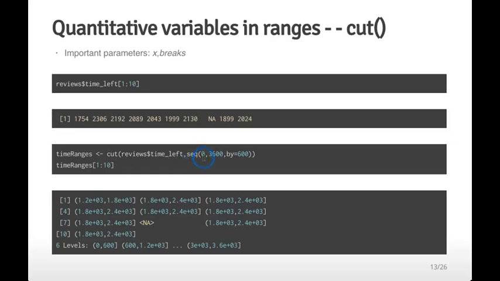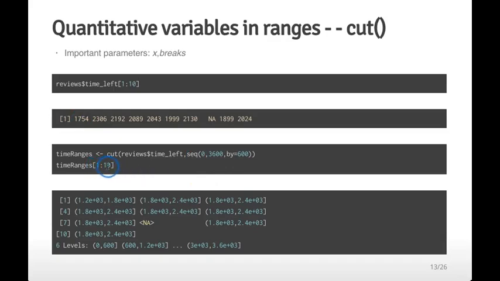So here what we've done is we've passed it a sequence. It's a sequence from 0 to 3600 by 600. So this sequence happens at 0, 600, 1200, 1800, 2400, 3000, and 3600. And so what you do is apply this cut function, and what you end up with is each element appears in between the two values that occurred in this list of cuts.